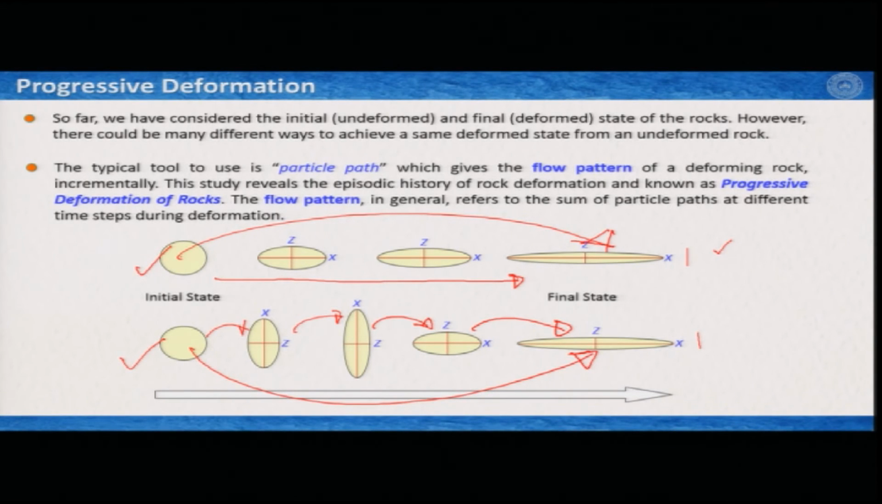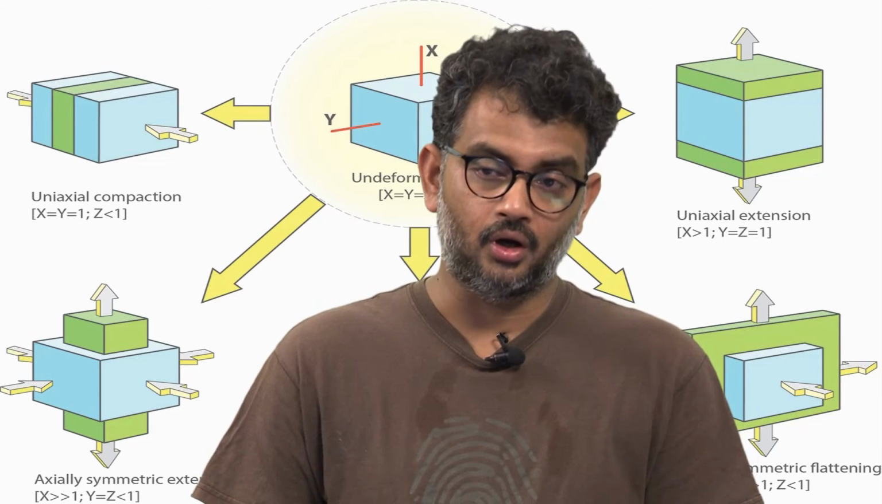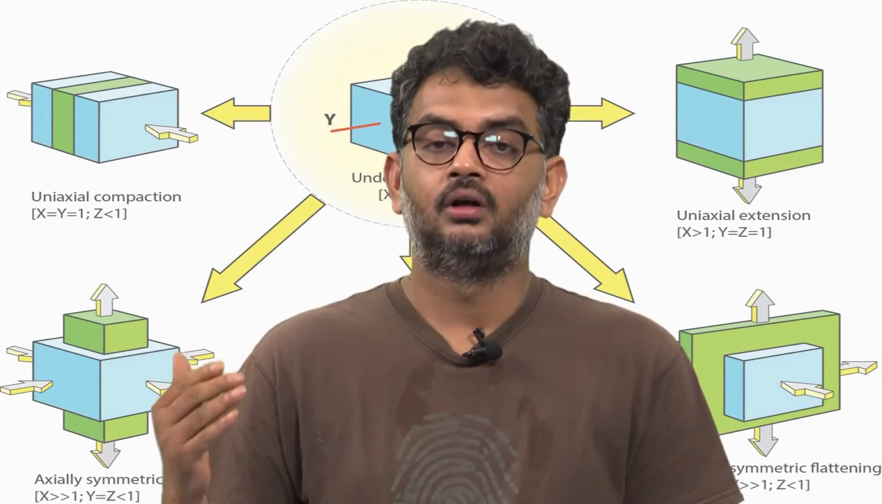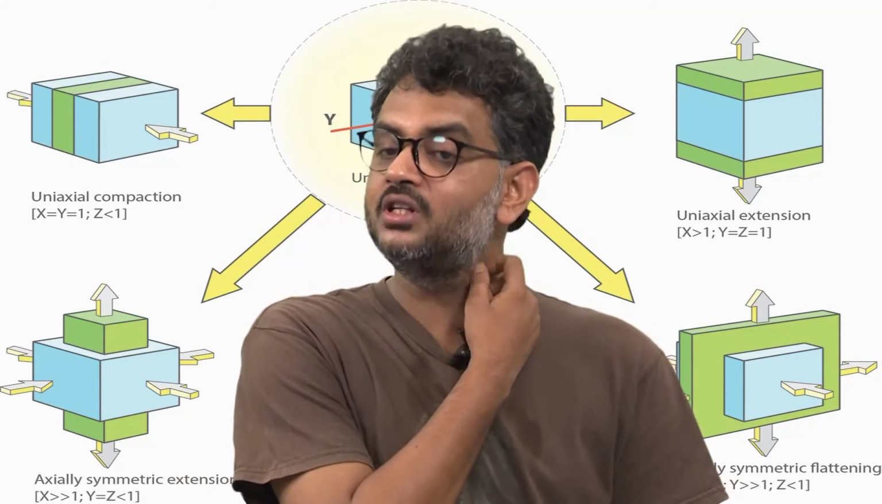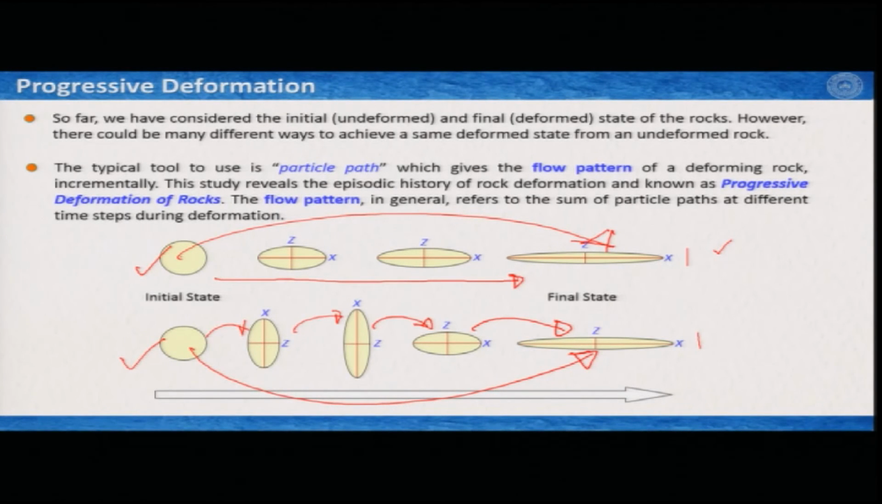So, in the next 3 slides we will have a look at what could be the characteristic particle paths or flow patterns of deforming rock in terms of pure shear, simple shear, and the combination of these 2. And before that, what is flow pattern? Flow pattern of a deforming rock refers to the sum of particle paths at different time steps during deformation. So, you add each and every particle path and accumulate them, and what you get is your characteristic flow pattern of a particular type of deformation.